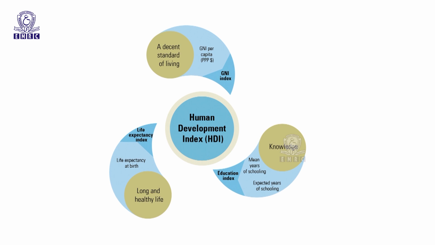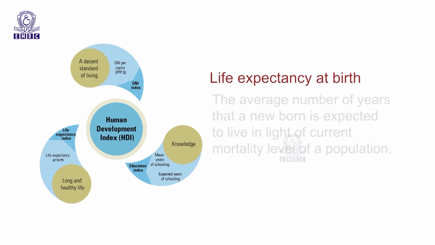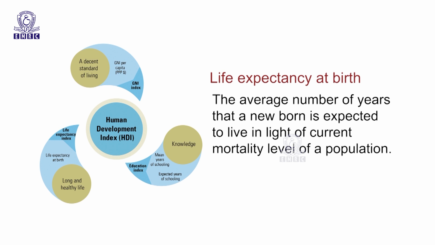The key dimensions of human development are measured using different metrics that define a long and healthy life using the data on life expectancy at birth, assessing access to knowledge and education using data available on expected years of schooling and mean years of schooling, and having a decent standard of living, which is measured using per capita income. Life expectancy at birth is the average number of years that a newborn is expected to live in light of the current mortality level of a population.